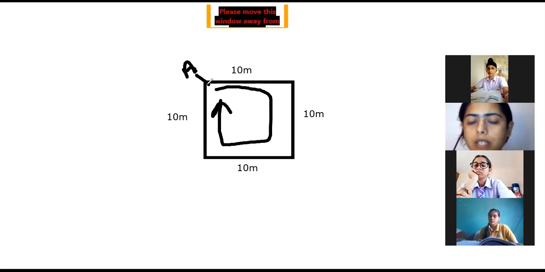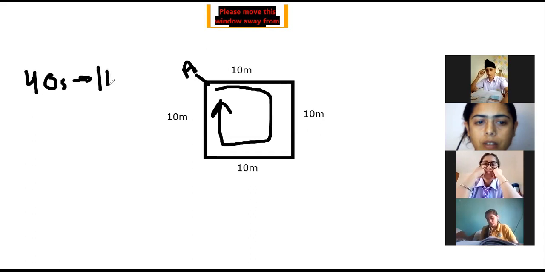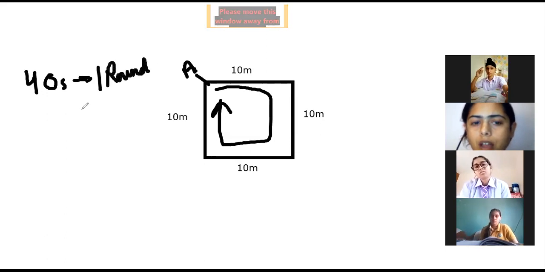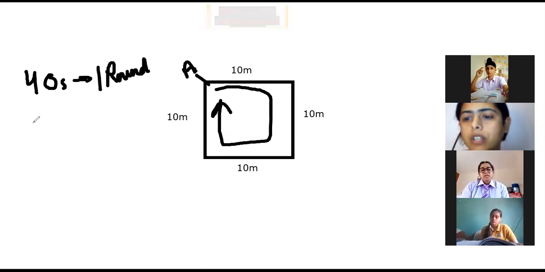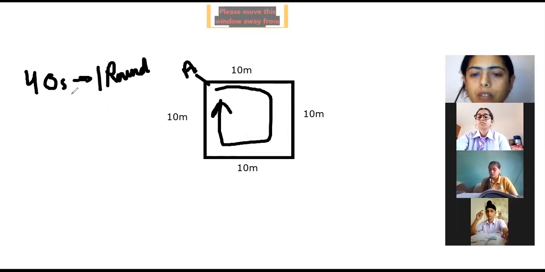Okay. So one round is taken in how many seconds? 40 seconds. So you can say in 40 seconds, we complete one round. Now they are saying, find the magnitude, this is question number 2. Find out the magnitude of displacement after 2 minute 20 second.